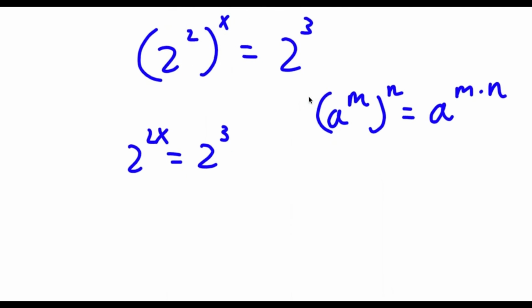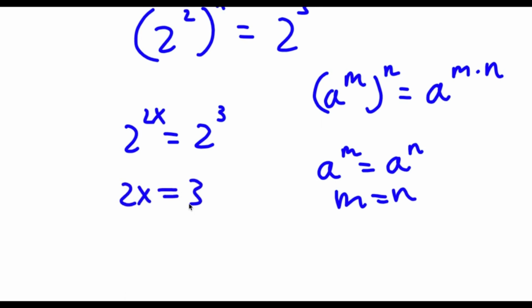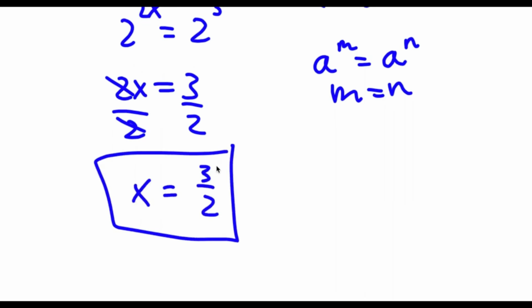Now, if I have something in the form a to the power of m is equal to a to the power of n, then this means that m is equal to n. So in this case, 2x is equal to 3. Now to solve this, I'm going to simply divide both sides by 2. These two cancel out, and I am left with x is equal to 3 over 2. So this is my answer.